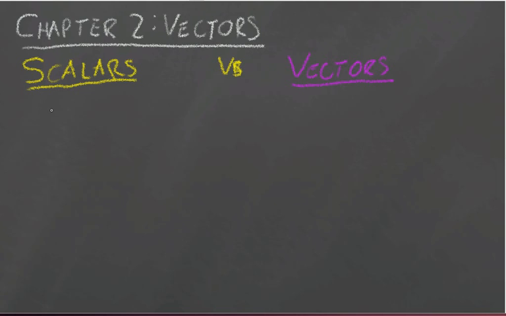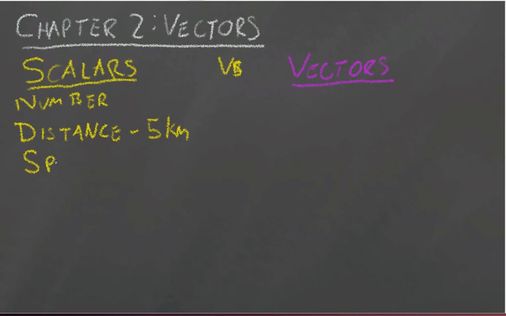Okay, so what is a scalar? A scalar is just simply a number. It's just a fancy word for number. So any quantity we have that we can just describe by a single number would be a scalar. So for example, distance. Something like 5 kilometers would be a scalar.